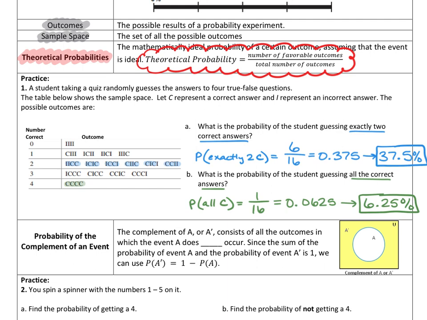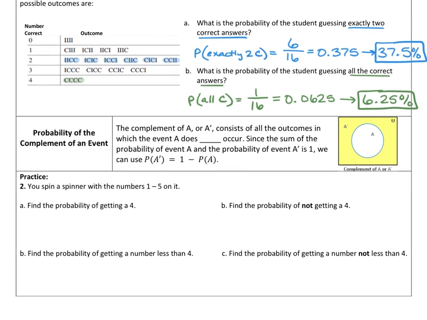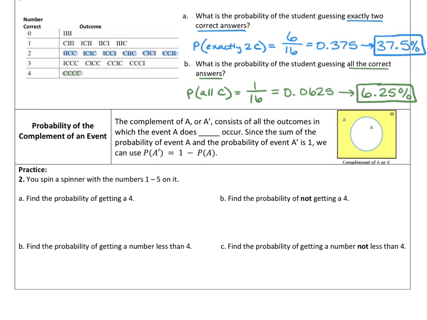I'm going to introduce to you a new vocabulary word. It's called the complement of an event. The complement of an event, or you're going to see it shortened as A with a little floating C, or A with a little floating apostrophe, means a complement. It consists of all of the outcomes in which the event A does not occur.